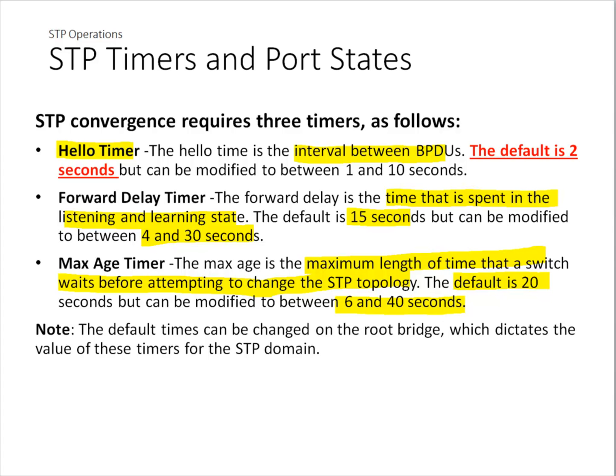So within 20 seconds it should get some update. If there is no update, automatically it is going to do the recalculation and find the alternative path. So the default timer is 20 seconds, and administrators can change this from 6 to 40 seconds. Now I am moving to the next slide.